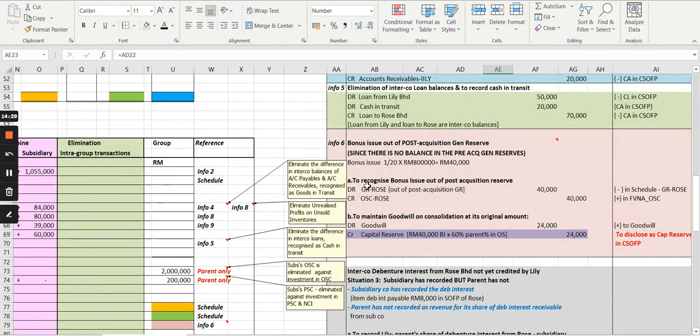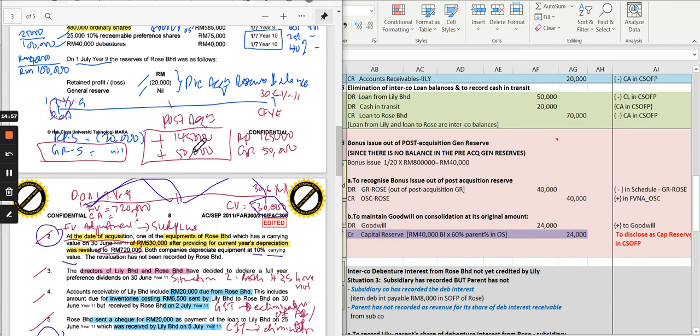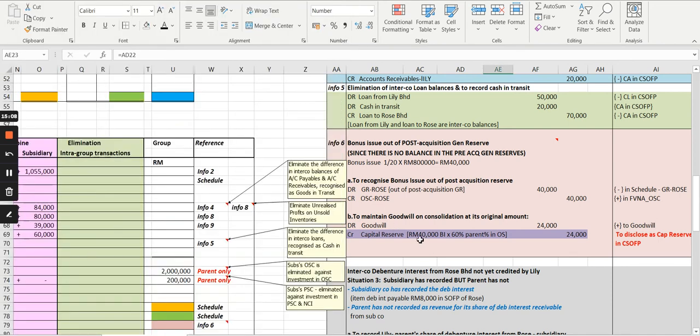For your information, if there is a bonus issue, we need to check whether it is out of pre or out of post. Since there is no balance in the pre-acquisition reserve, we conclude that the bonus issue will be out of post-acquisition reserve. To recognize the bonus issue out of post-acquisition reserve, you just need to debit the reserve being utilized, and it is the post-acquisition reserve balance. If you check earlier, the post-acquisition reserve balance was 50,000 before adjustment. You can make use of that to issue bonus shares. All right, so it's more than enough.